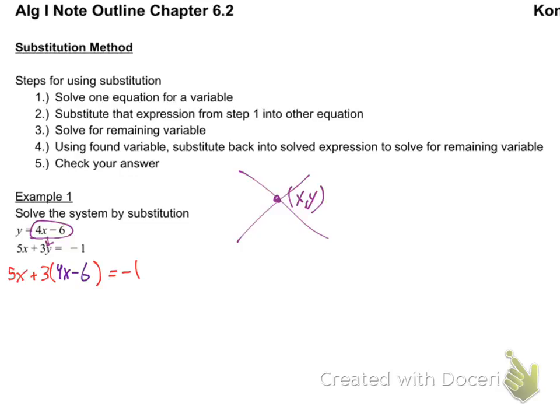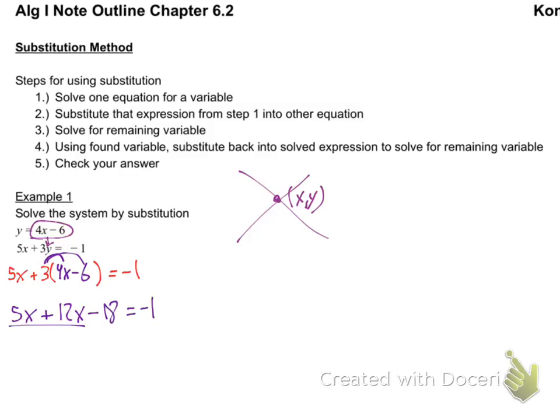Now that we have substituted 4x minus 6 in for y, I have a single equation, one equation, with only one type of variable, and the one type of variable is x. And so now, can you solve for x? Yeah. I hope everybody sees that 5x I'm not doing anything with, but I'll take the 3 and 3 times 4x is 12x, and 3 times negative 6, negative 18, is equal to negative 1.